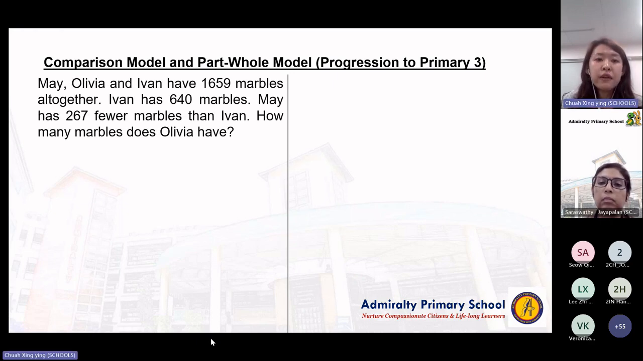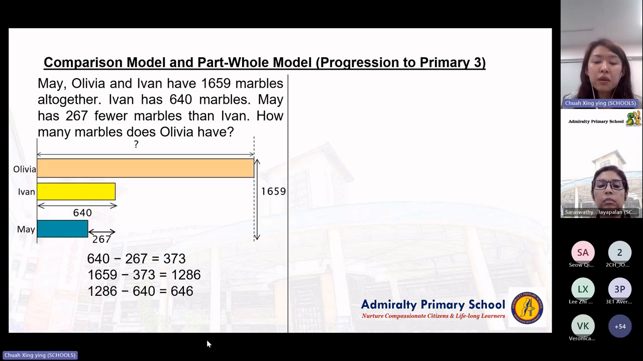May, Olivia, and Ivan have 1,659 marbles altogether. Ivan has 640 marbles. May has 267 fewer marbles than Ivan. How many marbles does Olivia have? So we note here that there are 3 people. We know the total is 1,659. We know that Ivan has 640 marbles. We put Ivan as the center as both comparisons are compared to Ivan.